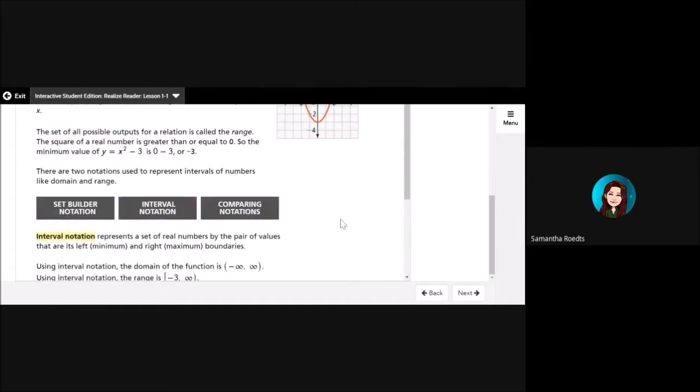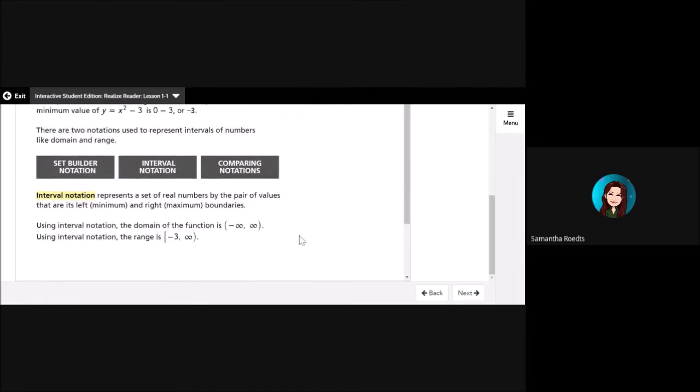You also have interval notation. This is probably one of the most common forms that you'll see in math. You'll see set builder, but a lot of times you'll actually see interval notation more often, except when you get into higher level math. Interval notation represents a set of real numbers by the pair of values that are its left minimum and right maximum boundaries.